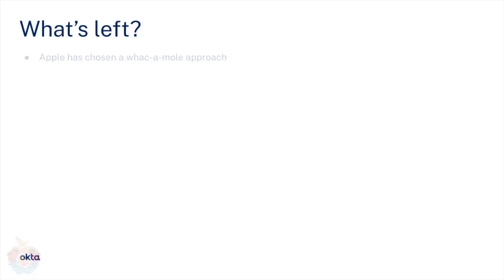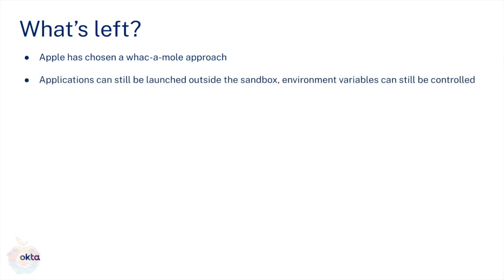Now, what's left? Clearly, Apple has chosen a whack-a-mole approach. Instead of addressing the root cause of the issue like their docs explicitly state, they're patching things as I find new vectors, as I report them. What gives? The crux of the issue remains, and that's that applications can still be launched outside of the sandbox, and their environment variables can still be controlled. I think a big thing we'll certainly see here, I have one thing in disclosure right now, is application-specific environment variables. Today's example was NODE_OPTIONS, but there are more.